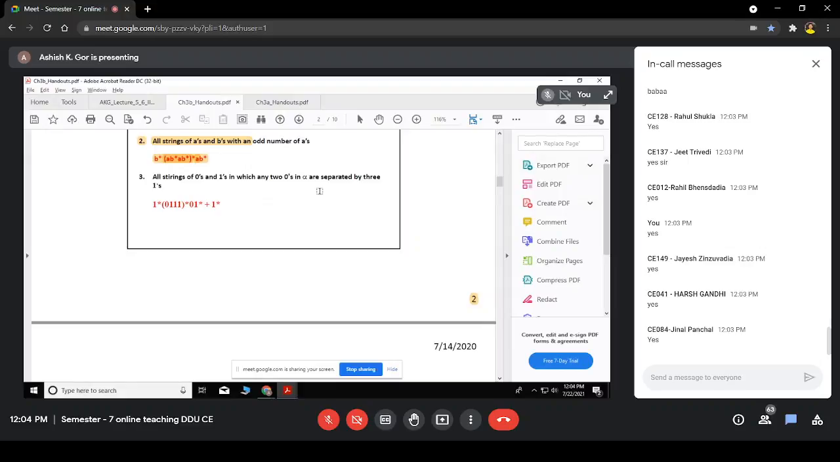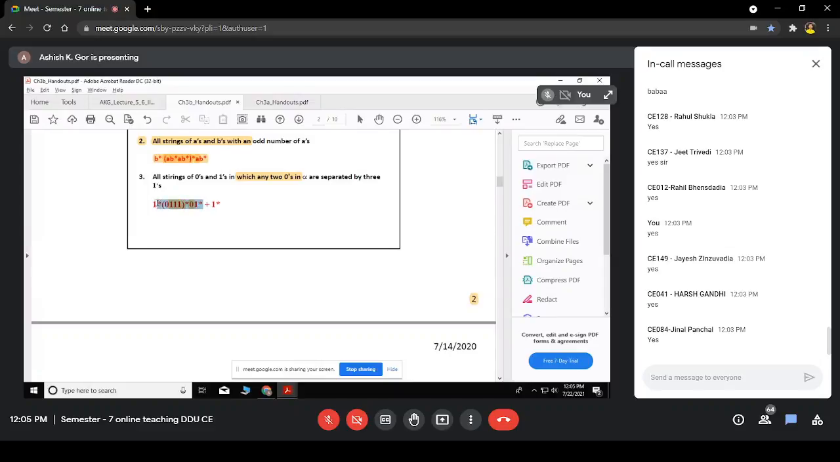This is one string in which there is a string of zeros and ones. Any two zeros are separated by three ones, exactly three ones. So if you take any two zeros, then 0, there should be 1, 1, 1, then it could be next 0. So 0, 1, 1, 1 star. Before that, any number of ones can come. After that also 0 can come because if you take the last 0, 1, 1, 1, then 0 can come. That's separated by three ones.